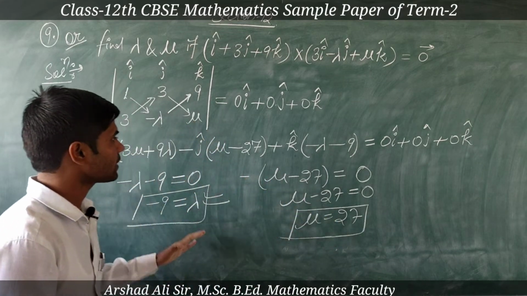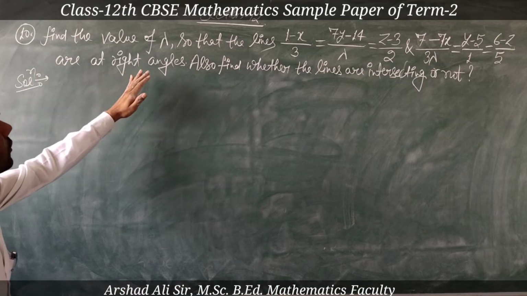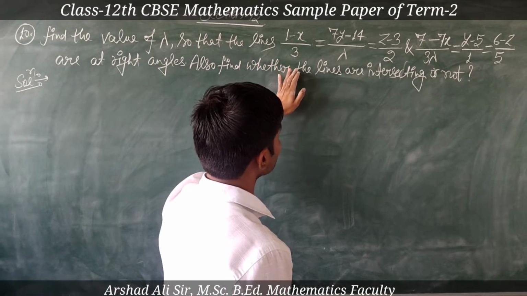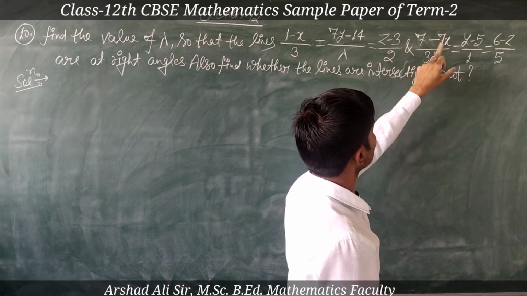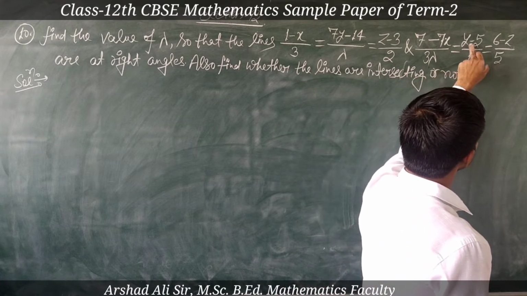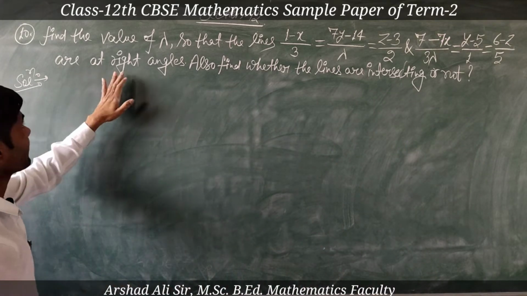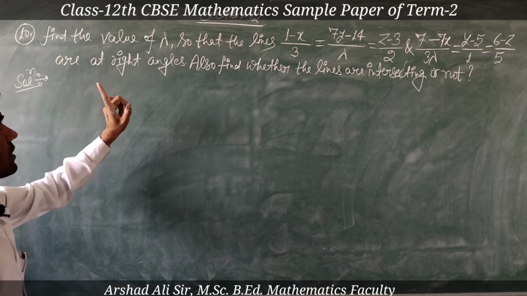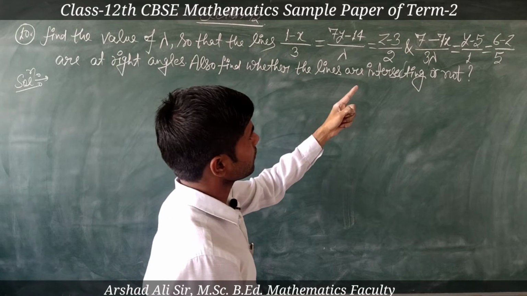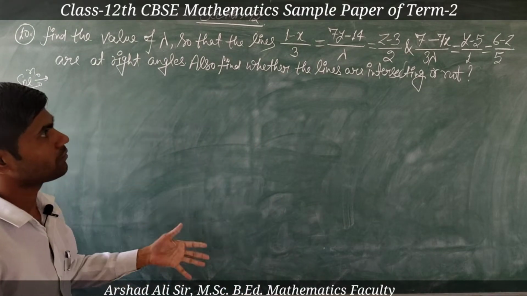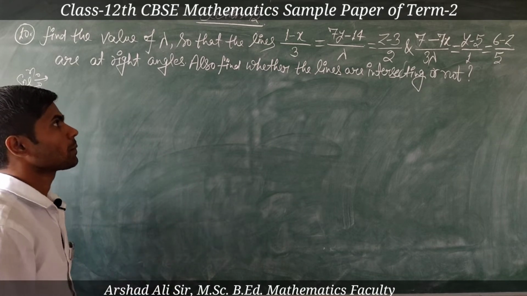Okay student, it was our question number 9. Now we will solve question number 10. Find the value of lambda so that the lines (1 minus x) upon 3, (7y minus 14) upon lambda is equal to (z minus 3) upon 2, and (7 minus 7x) upon 3 lambda is equal to (y minus 5) upon 1 is equal to (6 minus z) upon 5 are at right angles. It is the first part of question number 10. Also find whether the lines are intersecting or not. It means in this question we have to find value of lambda and also check whether lines are intersecting or not.